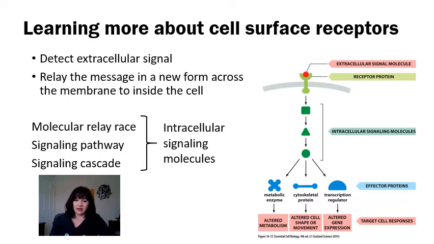You can see there's an extracellular signaling molecule that binds to its matching receptor, and then the receptor protein acts on molecules inside the cell in this relay, this cascade or pathway. Those green molecules there are representing our intracellular signaling molecules. Where they end up and what they finally act upon are the effector proteins. These can be things such as enzymes, cytoskeletal proteins, or transcription factors, as we've talked about before.